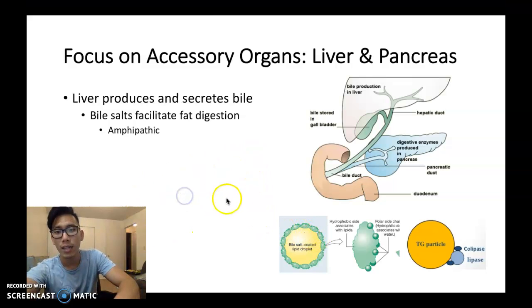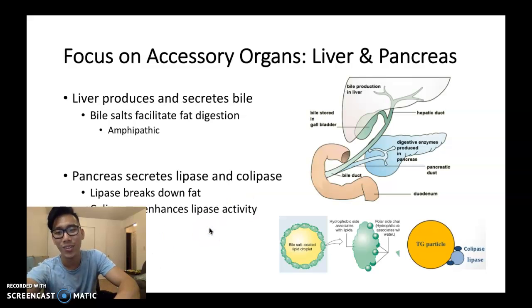The next organ that I wanted to talk about was the pancreas. Now, the pancreas secretes lipase and colipase. As I mentioned earlier, pancreatic lipase breaks down fat into smaller substrates, but colipase is a coprotein that enhances lipase activity.